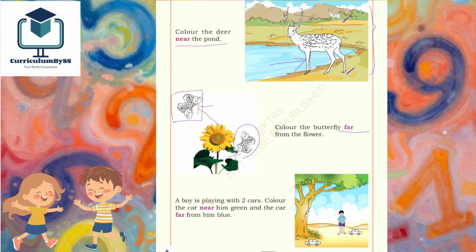A boy is playing with two cars. Here you can see, right? Two cars. Color the car near him green and color the car far from him blue. The car which is near to him, we should color it with green. And the car which is far from him, we should color it with blue. So you have to color this car as green and this one as blue.